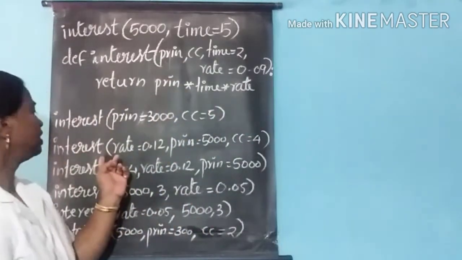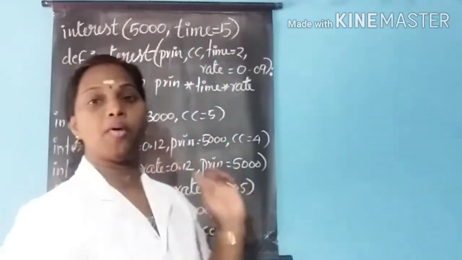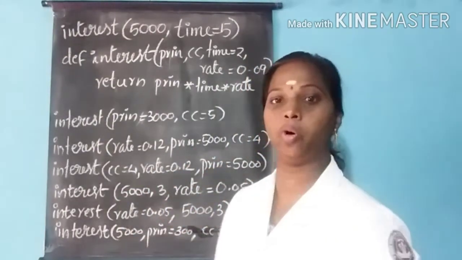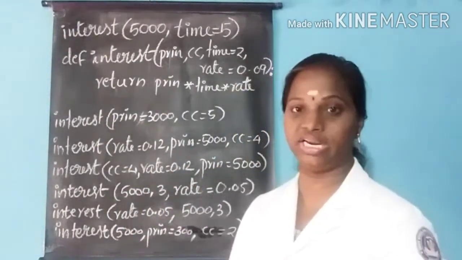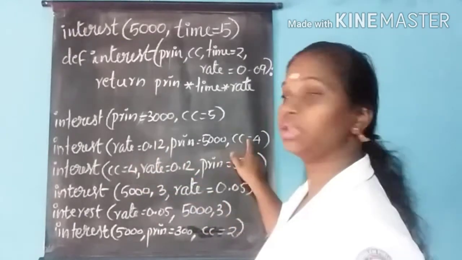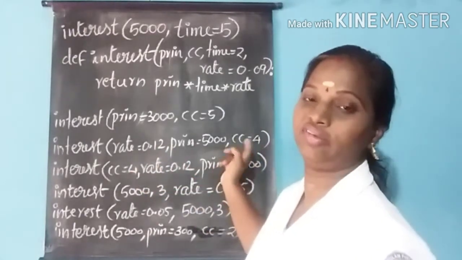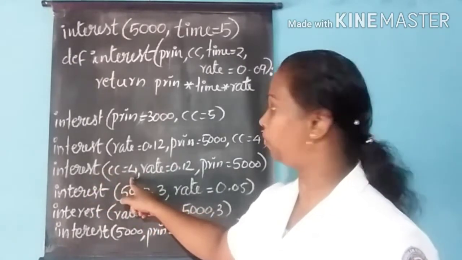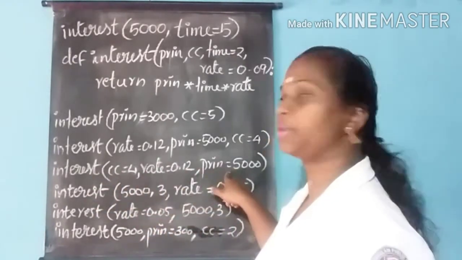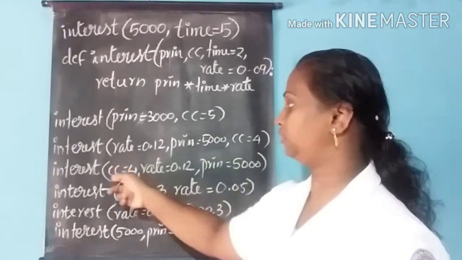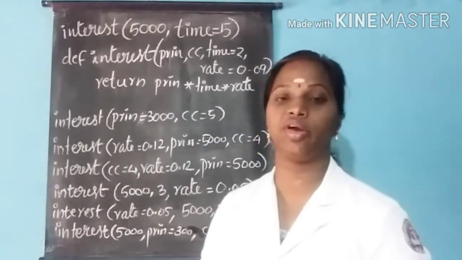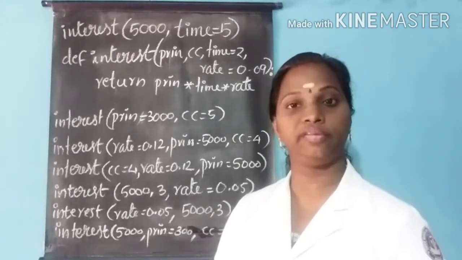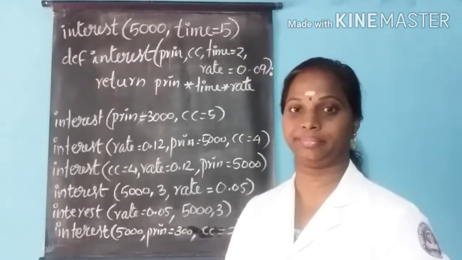See the second one, interest(rate=0.12, p=5000, t=4). This is also a valid statement. Here all are keyword arguments, so this is a valid statement. See here, interest(t=4, rate=0.12, p=5000). This is also keyword arguments, so you can use these arguments in any order. So this one is also a valid statement.